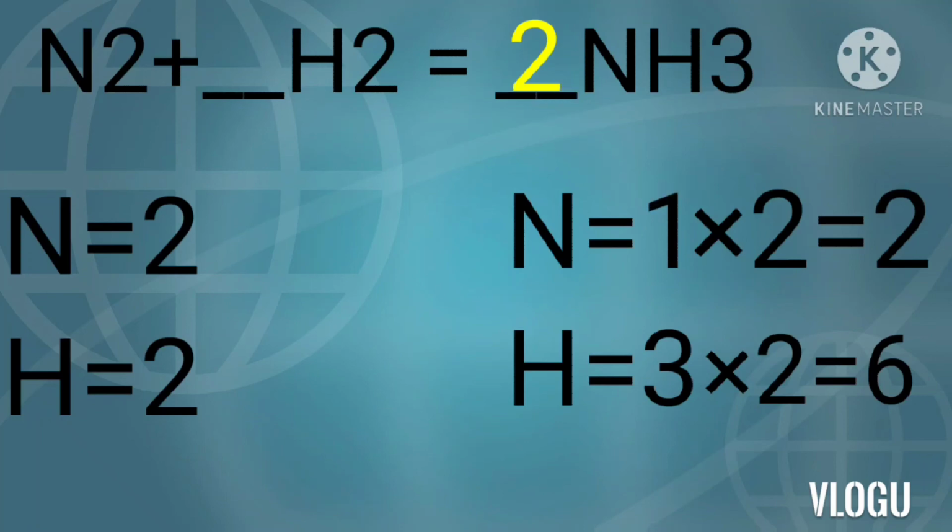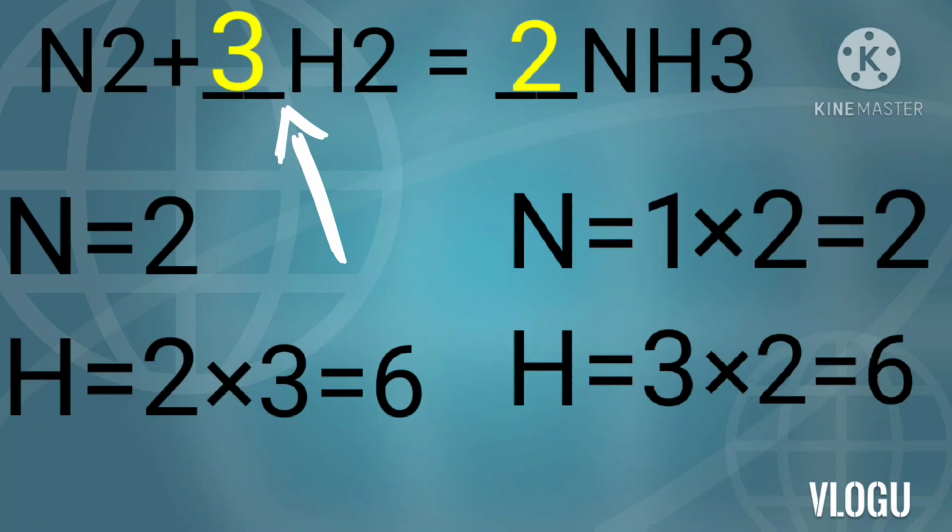Now let's check hydrogen on the left. To make it 6, let's multiply it by 3. So hydrogen 2 times 3 equals 6. So we got it. 2, 6 and 2, 6 is now equal.